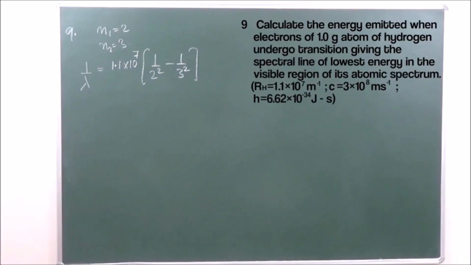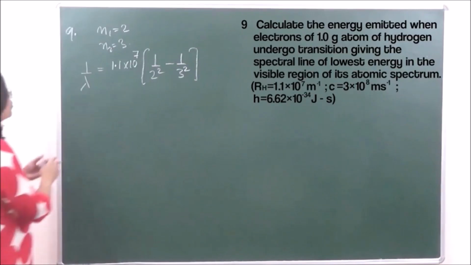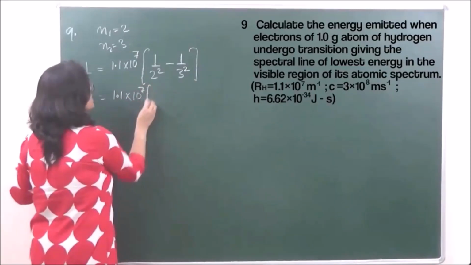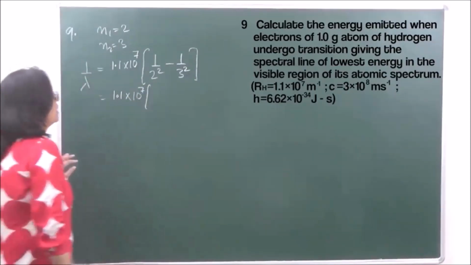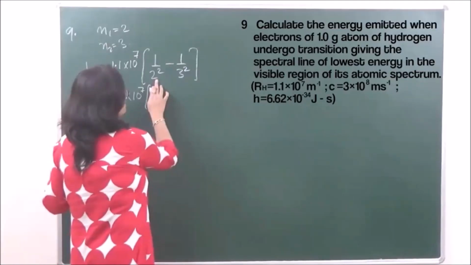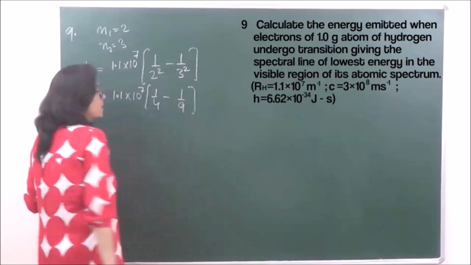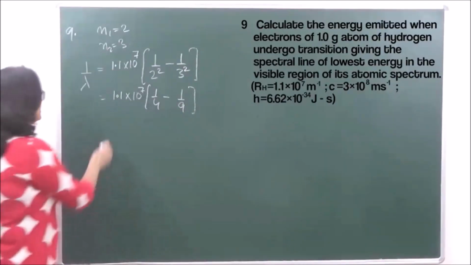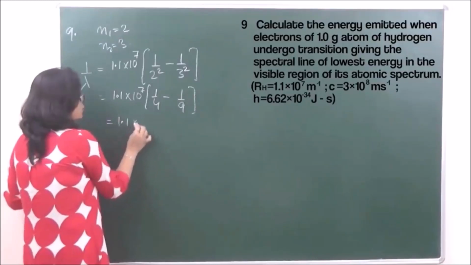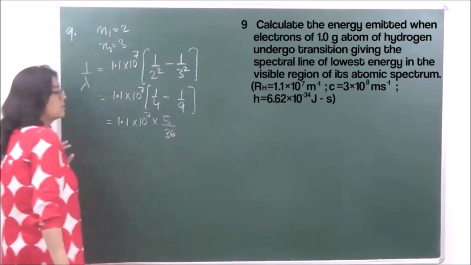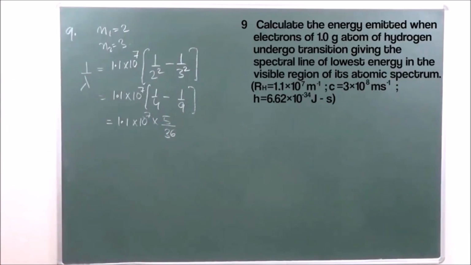So what are we going to get over here? This is going to be equal to 1.1 into 10 raised to power 7 into, this is going to be 1/4 minus 1/9. So 5/36. Okay? So 1.1 into 10 raised to power 7 into 5/36. Okay? Clear? Now what are they asking from us in the question?